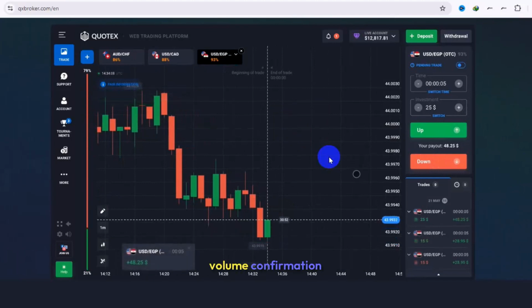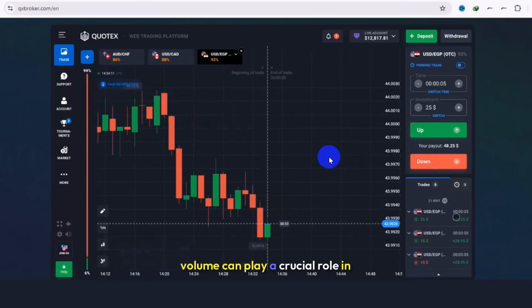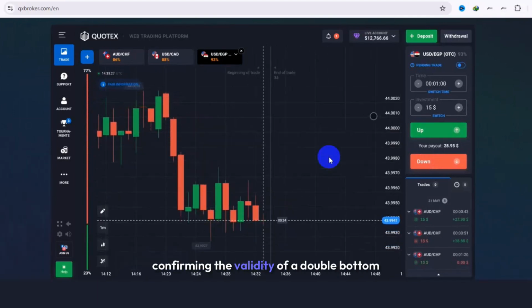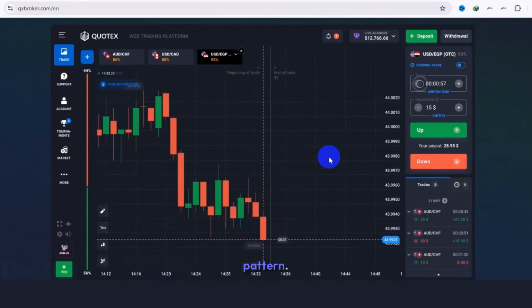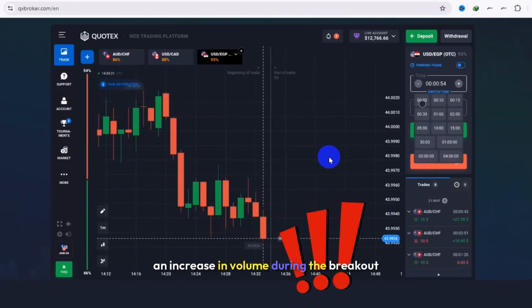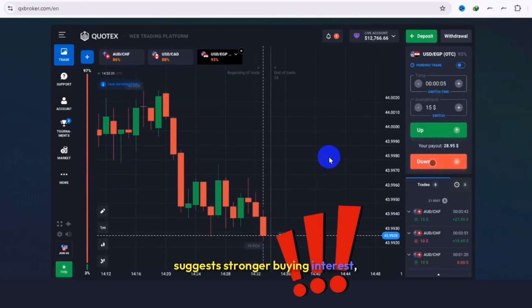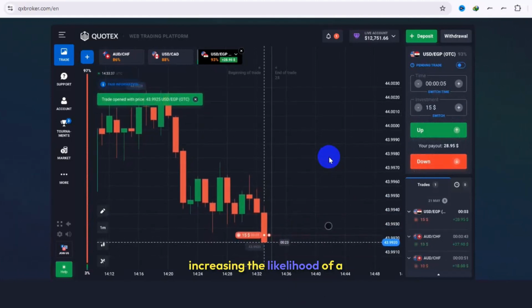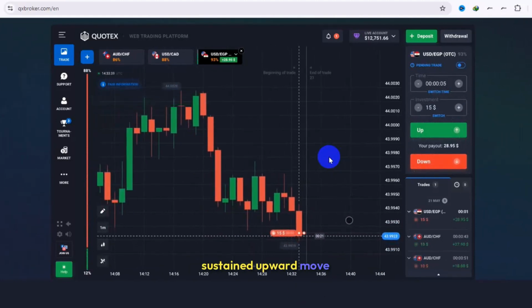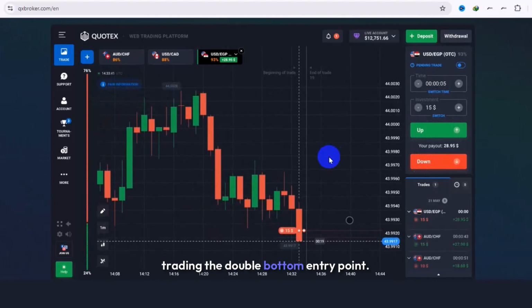Volume confirmation. Volume can play a crucial role in confirming the validity of a double bottom pattern. An increase in volume during the breakout above the neckline suggests stronger buying interest, increasing the likelihood of a sustained upward move. Trading the double bottom.